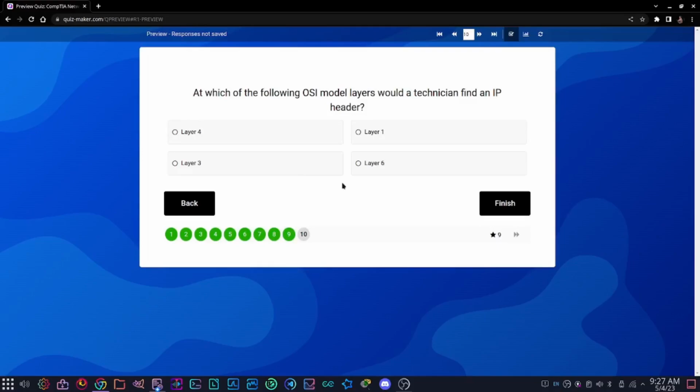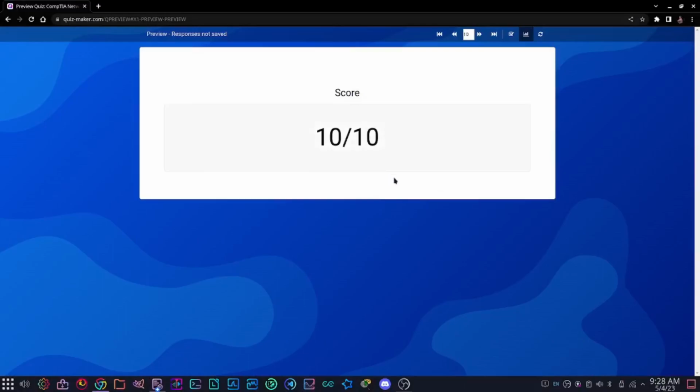Now, question 10, our last question. At which of the following OSI model layers would a technician find an IP header? So we have layer 4, layer 1, layer 3, or layer 6. Now, if we're looking for an IP header, we know that IP in the OSI model is going to be in layer 3, which is the network layer.